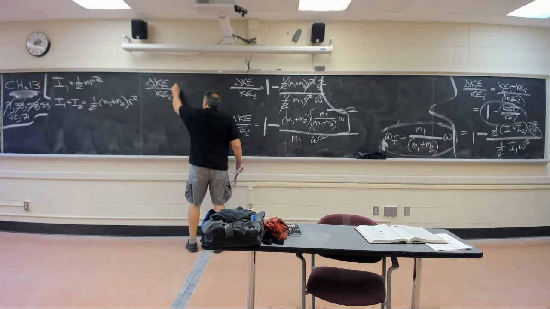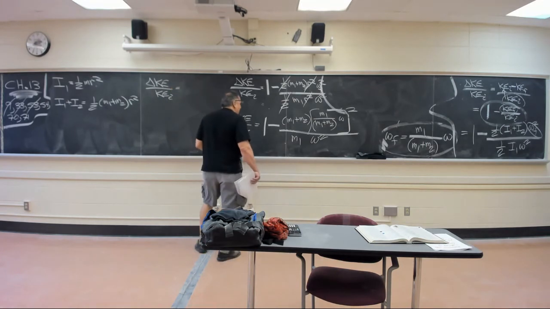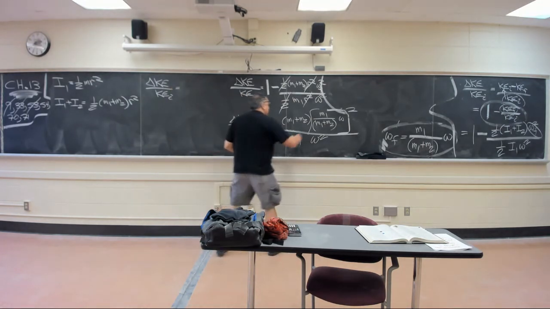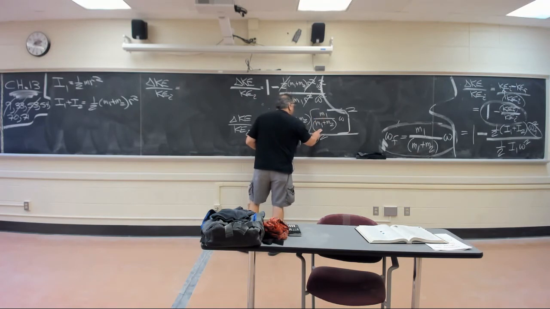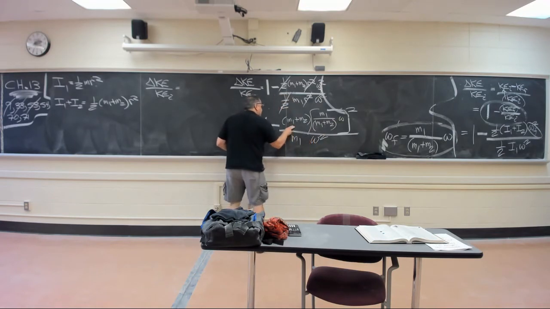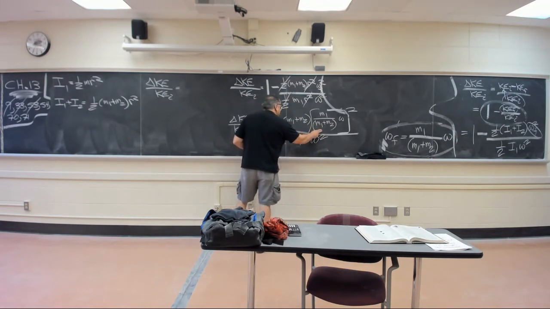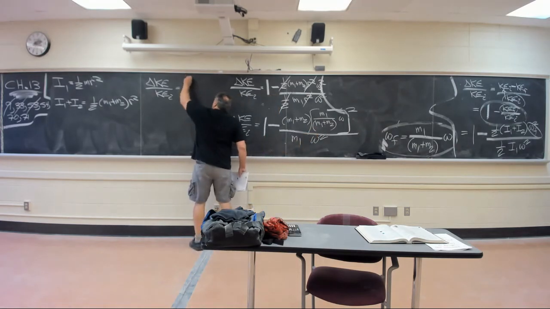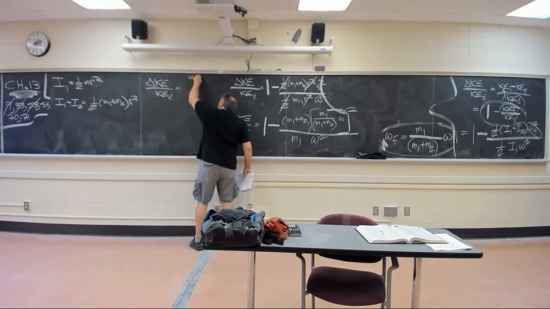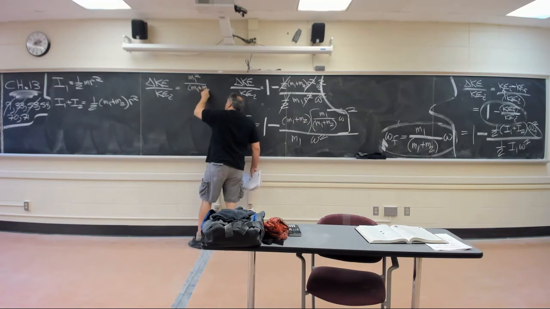What's going on here? Well, that's M1 squared over the quantity M1 plus M2 squared times omega squared. The quantity M1 plus M2 cancels into the quantity M1 plus M2 squared. So it's going to be M1 squared over M1 plus M2.